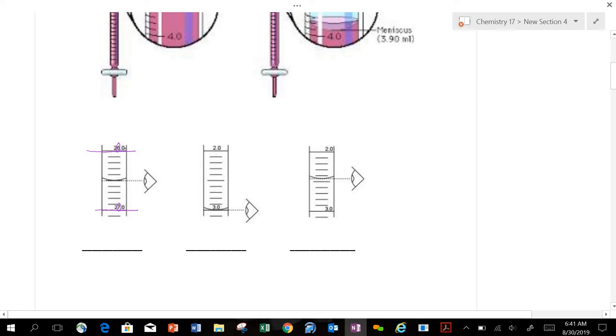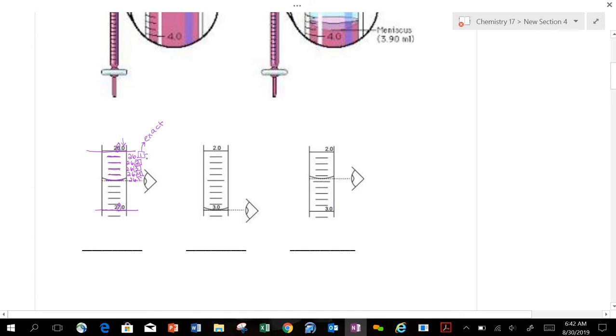So now we want to look at our tenths place. What we're going to do is figure out what each of these markings are. So we have 26.1, 26.2 would be this one, 26.3, 26.4, and this would be 26.5. So if you notice, our tenths place is going up 1, 2, 3, 4, 5. So the tenths place is going up by 1, which means that this is also an exact number.